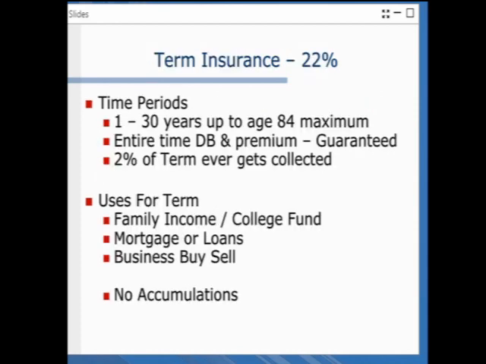Term insurance, wonderful product, guaranteed the entire time for the death benefit. Only 2% of term insurance, however, ever gets collected. Some of the perfect uses for it are for family income, creating a college fund, providing for a mortgage, anything that's basically short-term in nature, and there are no accumulations involved.